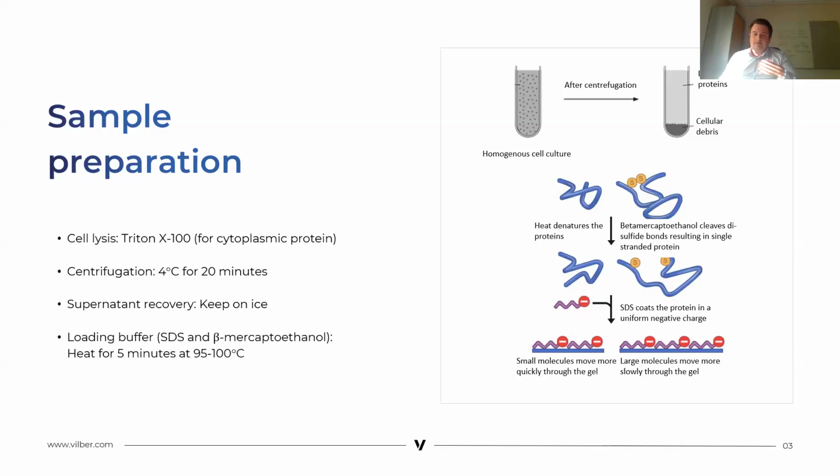Okay. Next, you can add a loading buffer. This loading buffer contains SDS, and this SDS gives protein a uniform negative charge, and you also have beta-mercaptoethanol in this buffer, and the beta-mercaptoethanol breaks disulfide bonds, so proteins are fully denatured. And then we can heat at 95 degrees for 5 minutes. But if you have sensitive proteins, you can heat at 70 degrees. It will be safer.